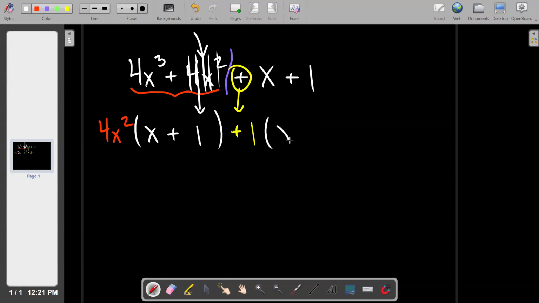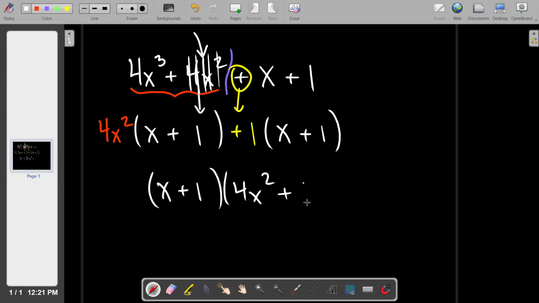The purpose of this example is pretty obvious. Make sure you respect the ones. So what is my answer so far? X plus 1 is my common, and what's my other? 4x squared. And am I done? No. 4x squared is no.